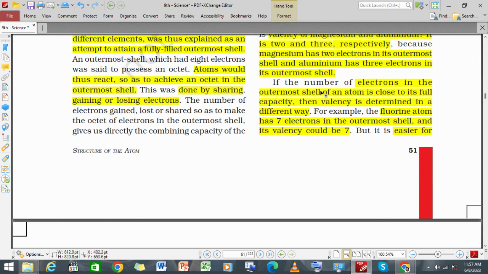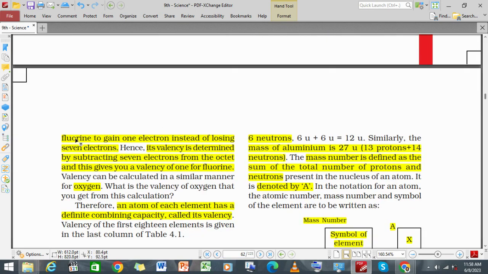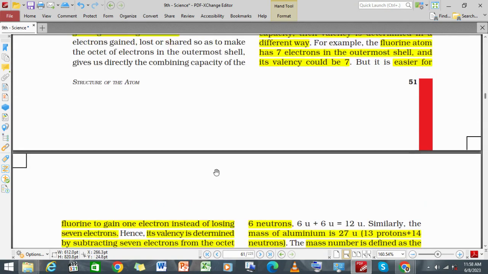And if the number of electrons in the outermost shell of an atom is close to its full capacity, then the valency is defined in a different way. The fluorine atom has 7 electrons. So in order to be fulfilled, it will take 1 electron from some other atom. So its valency could be 7. But it is easier for fluorine to gain 1 electron instead of losing 7 electrons. Hence, its valency is determined by subtracting 7 electrons from the octet. This gives a valency of 1 for fluorine.